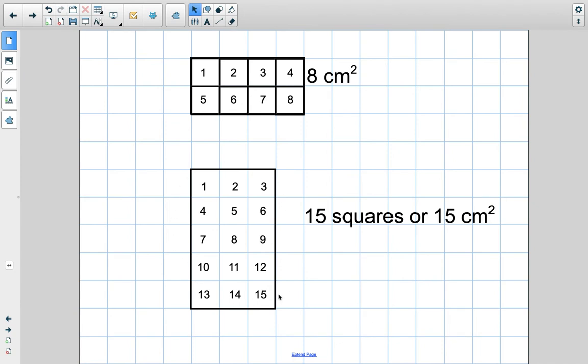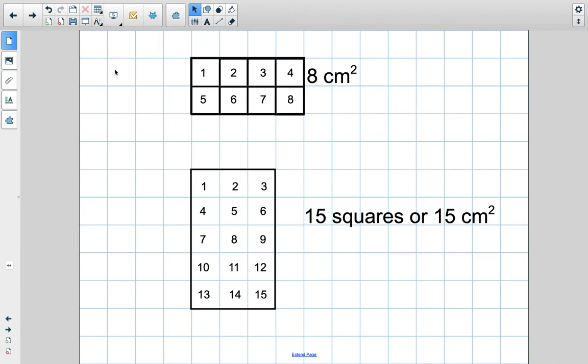Let's take a look at this one. This is a different rectangle. It's bigger. Here we've got a larger rectangle: 1, 2, 3, 4, 5, 6, 7, 8, 9, 10, 11, 12, 13, 14, 15. There are 15 squares, or 15 centimeters squared, or 15 square centimeters. You can say square centimeters, you can say centimeters squared. Both are correct. That's how we're going to talk about area going forward in this lesson.